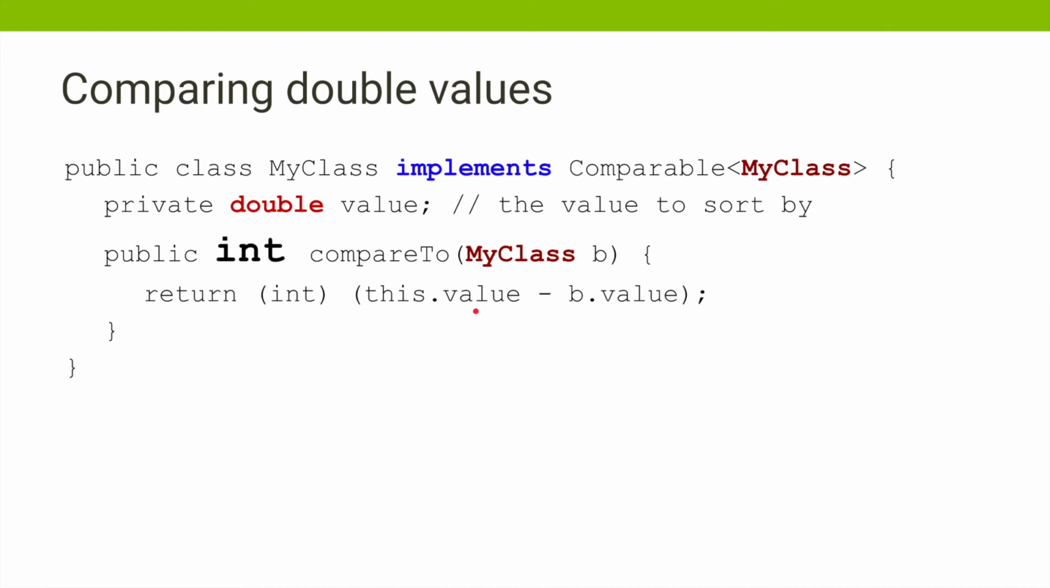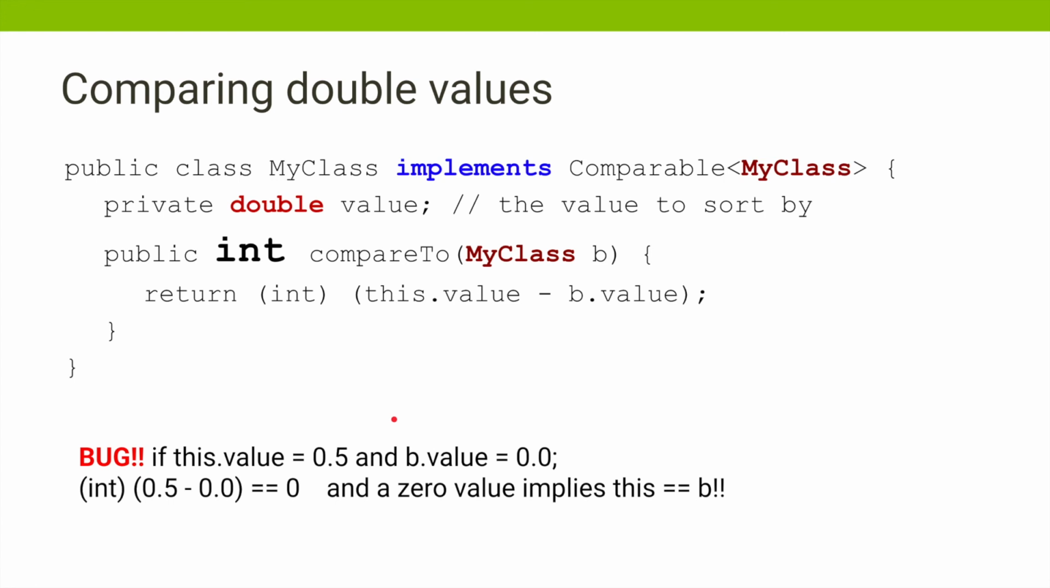But wait. Bug. Let's say that this value is equal to 0.5 and b value is equal to 0. If I'm going to take 0.5 and subtract 0, I'll get 0.5. What will I get when I cast that to an integer? I'll get 0. Exactly 0, which would then lead the sorting algorithm that called this CompareTo method to believe that 0.5 and 0.0 are the same. But they're not the same. So we would want to go back to doing our ifs, right?